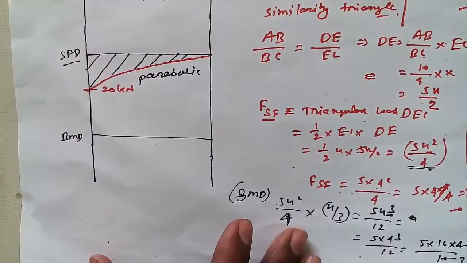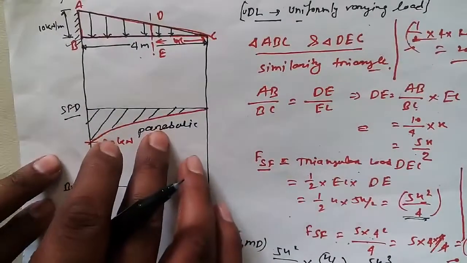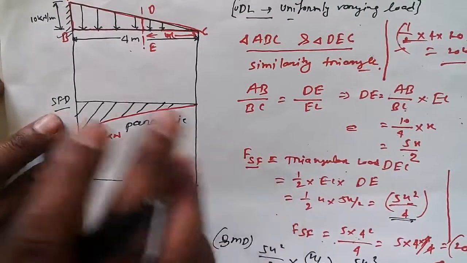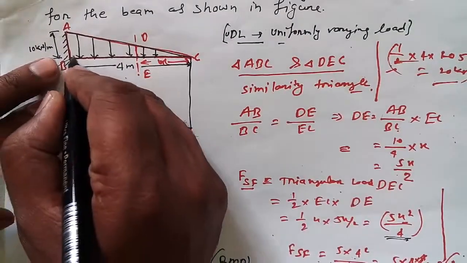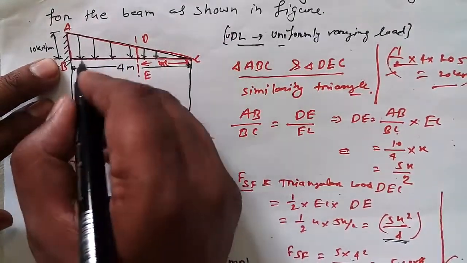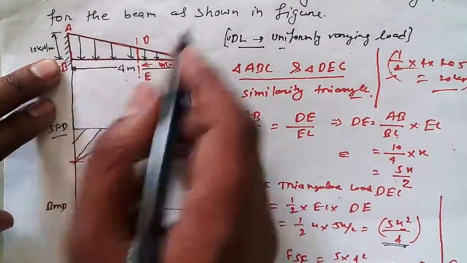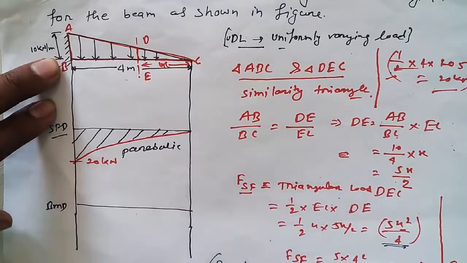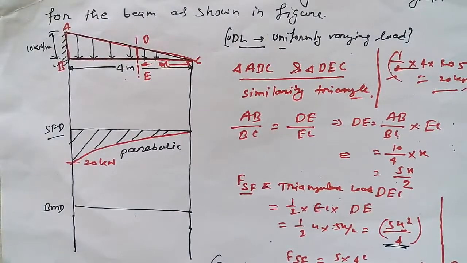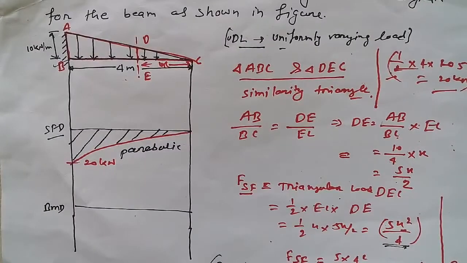Again I'm telling you, this type of diagram we will draw in this condition only. If the diagram is opposite, and this side is fixed, then the diagram will be like this. I'll share another question on this topic, so that you can understand it properly. Watch that video to understand the concept properly. I hope you understand it.